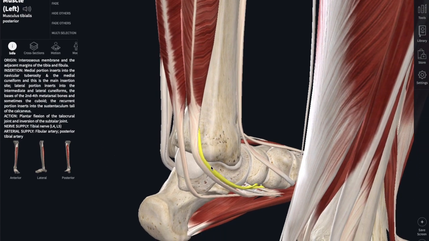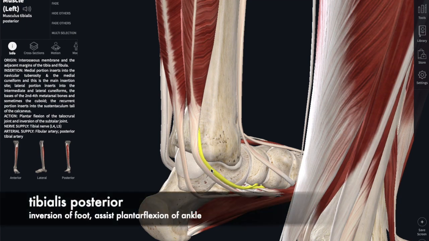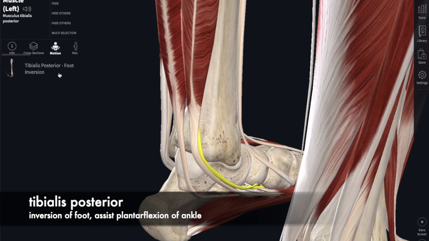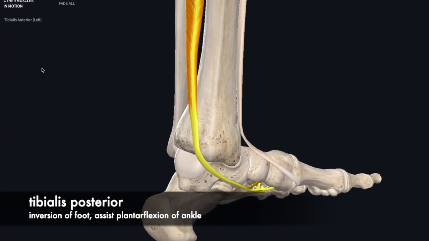From the most anterior, this is the tibialis posterior. This tibialis posterior is involved in both inversion of the foot as well as plantar flexion of your ankle. Let's take a look at that. Here they show foot inversion.